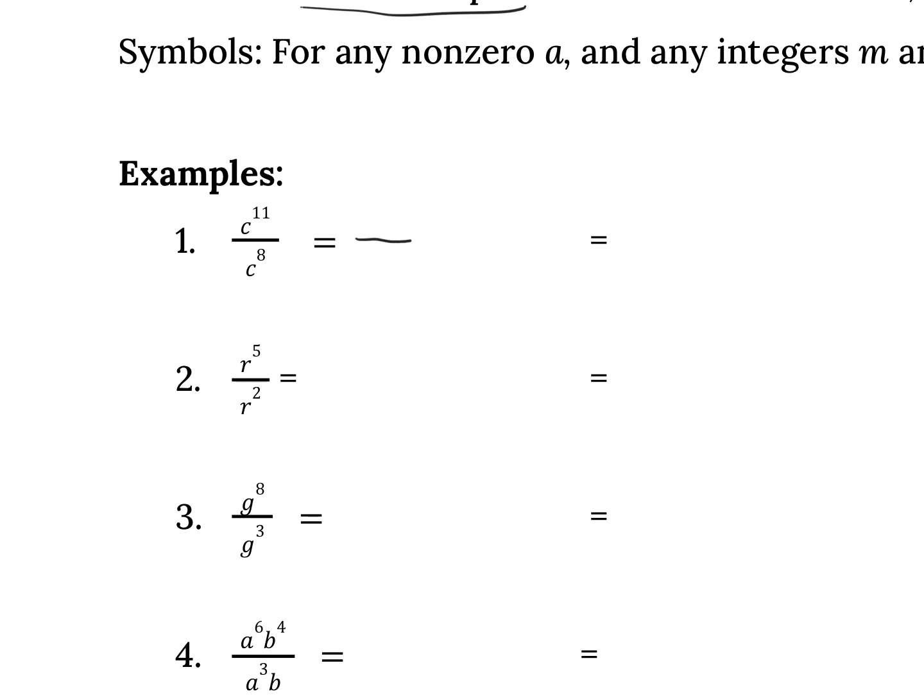What this means, so yes, you're going to want to draw one big long fraction bar. We are going to put 11 c's on the top. C to the 11th means 11, so 3, 4, 5, 6, 7, 8, 9, 10, 11. How many are we going to put on the bottom? 8, yep. Okay, so we'll put 8 on the bottom.